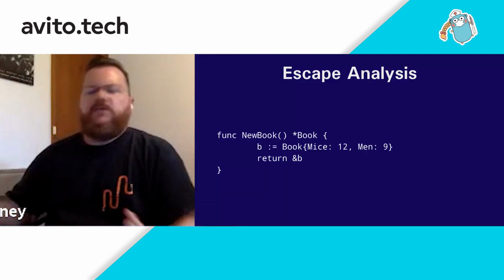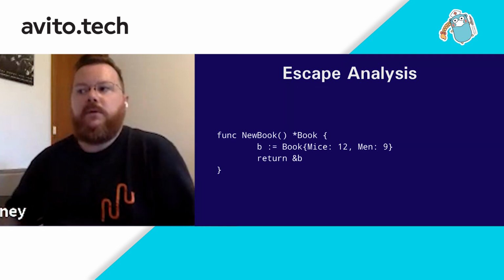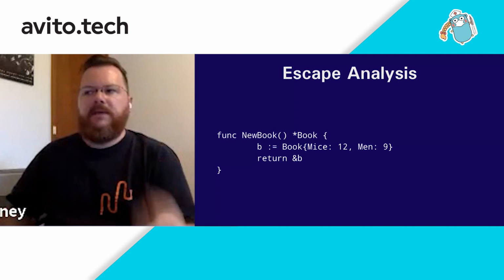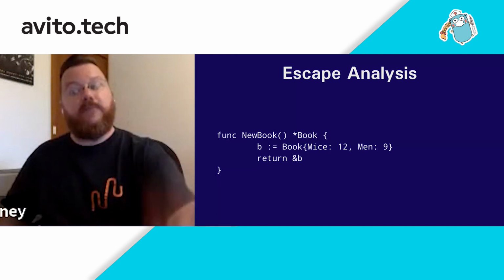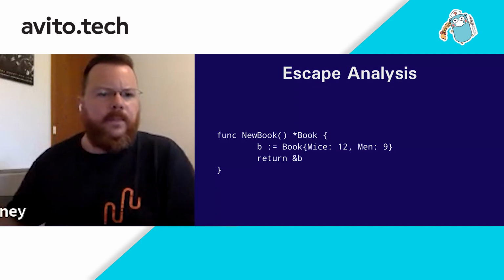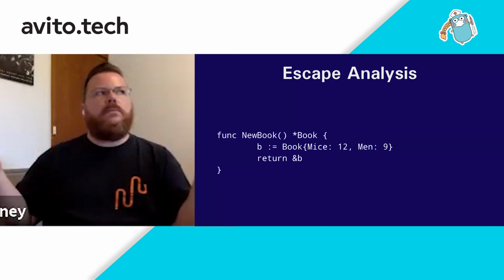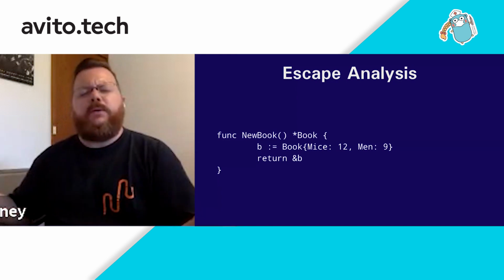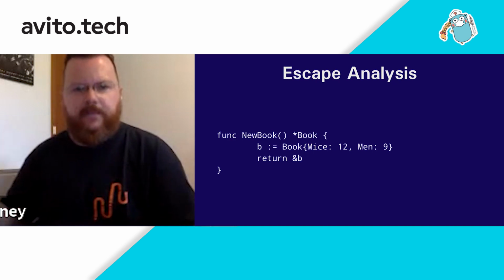So when I talk about escape analysis, let's have an example. We have a function called newBook. It makes a book value and returns the address of that book, the address of B, to the caller. Now, we do this in Go so often that you're probably thinking at this point, fantastic, why do we have this guy keynote? Like, this is the simplest thing ever.